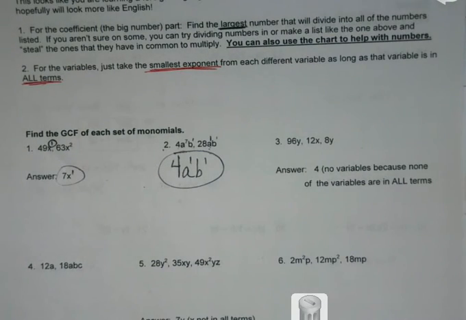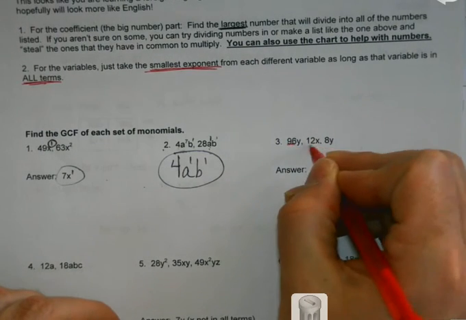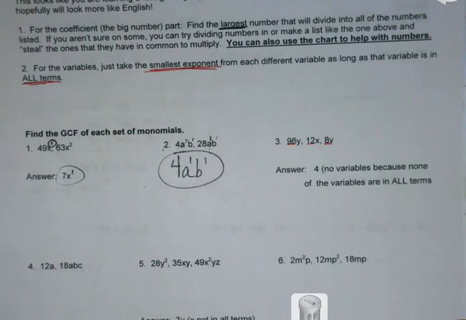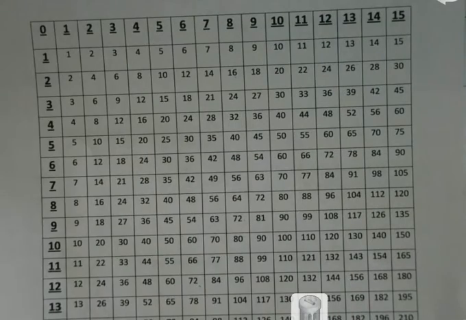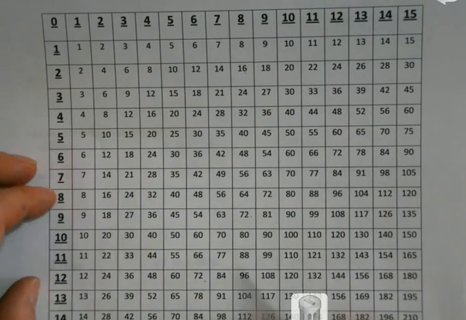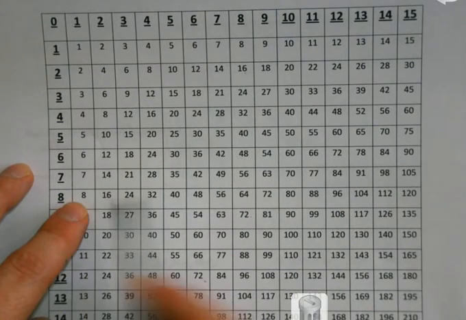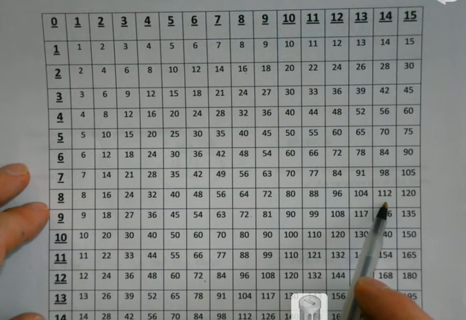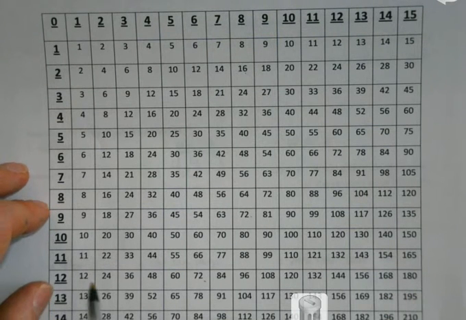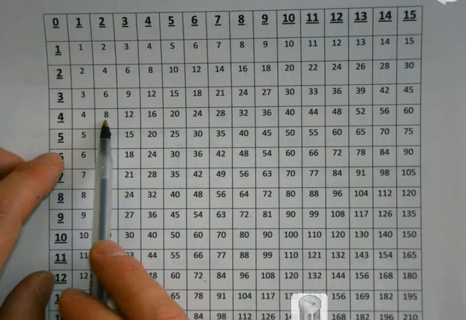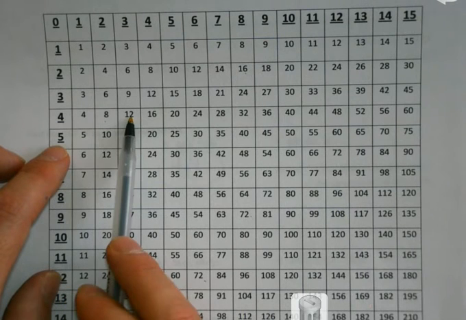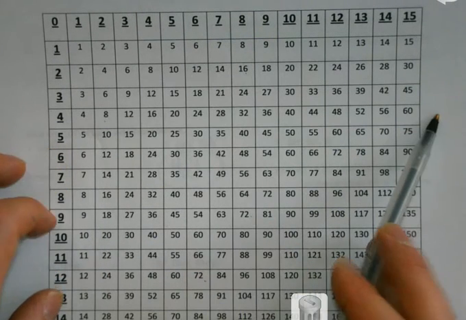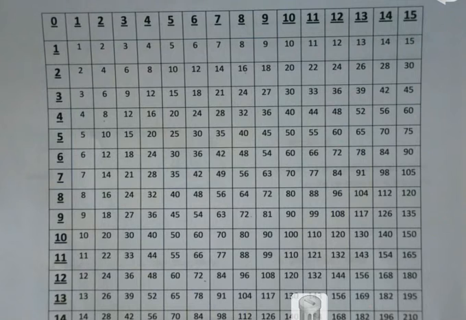So, for instance, in my number 3, I have 96, I have 12, and I have 8. So I start looking, and I'm like, okay, 8, 96, and 12. So, well, here's 8. Okay, there's 96, but I don't see 12 anywhere. Oh, let's see. Here's 8. Here's 12, but there's no 96. But here's what you want to do in that case.